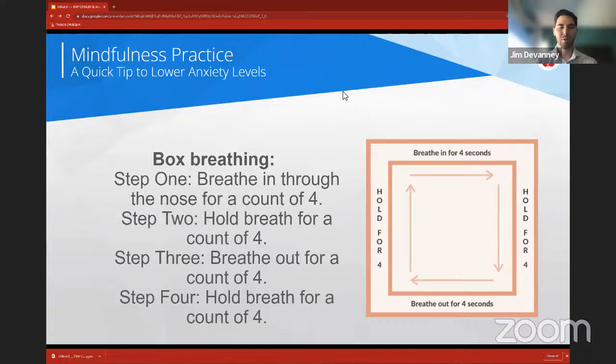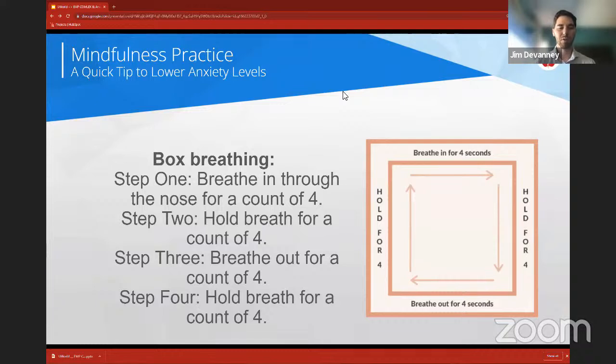So I'm going to walk us through here. First off, I'm just going to describe it to you if you haven't heard of it before. Step 1 is breathing in through the nose for a count of 4. Step 2 is holding that breath for a count of 4. Step 3 is breathing out for a count of 4. Step 4 is holding that out for a count of 4.